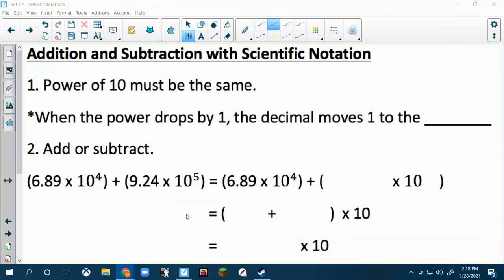Welcome back to part 3 of Unit 8. We are going to continue with our multiplying our exponents, our multiplying scientific notation operations here.